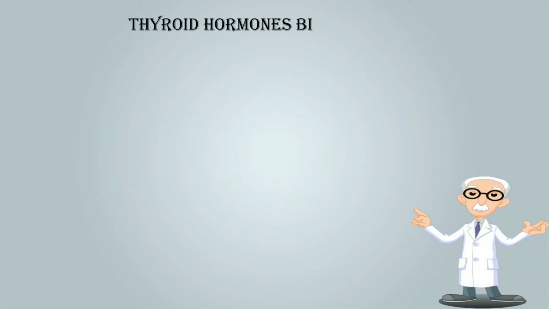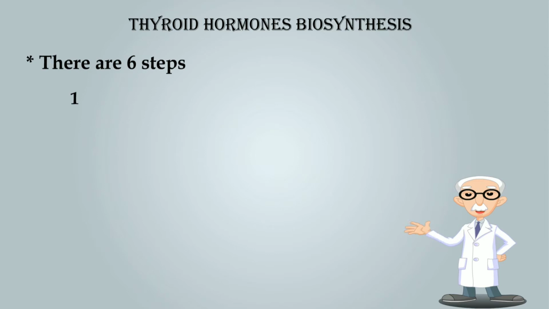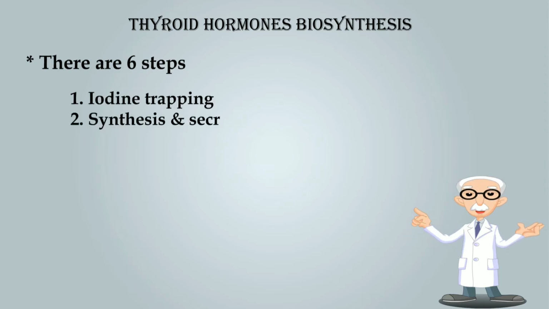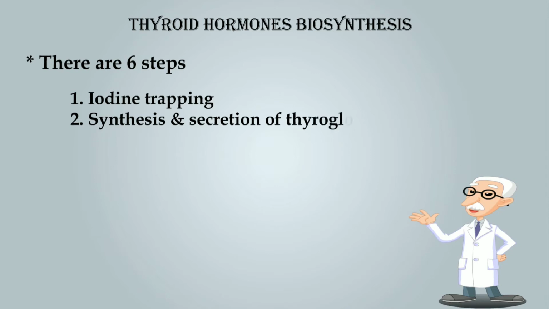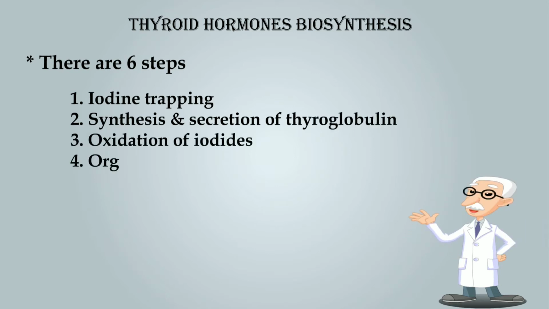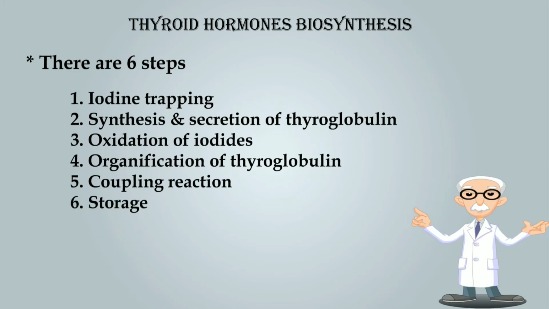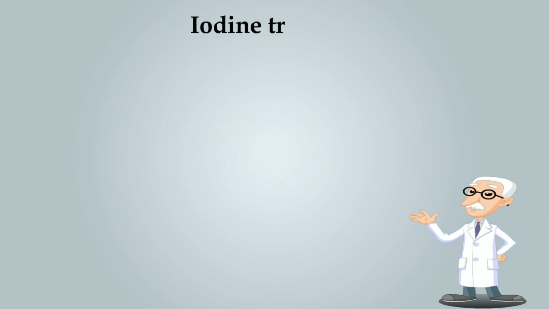Thyroid hormone biosynthesis. In thyroid hormone biosynthesis, there are 6 steps. 1. Iodine trapping. 2. Synthesis and secretion of thyroglobulin. 3. Oxidation of iodides. 4. Organification of thyroglobulin. 5. Coupling reaction. 6. Storage. First step is iodine trapping.